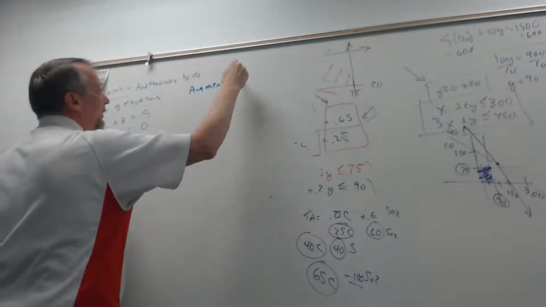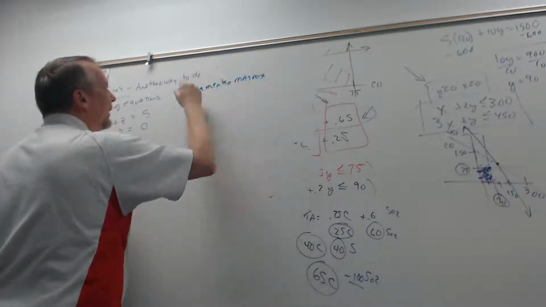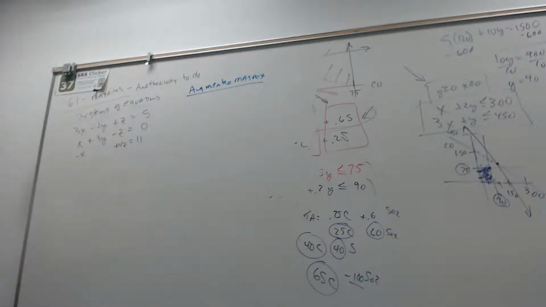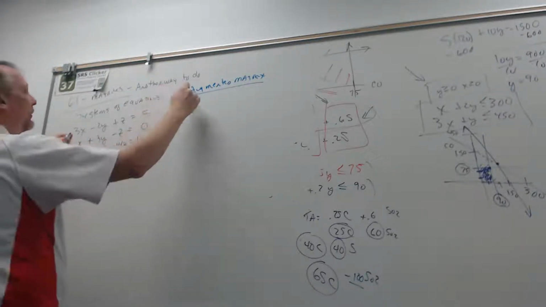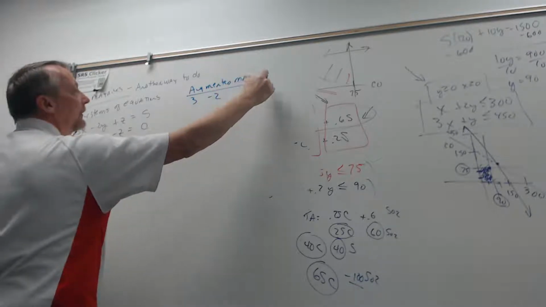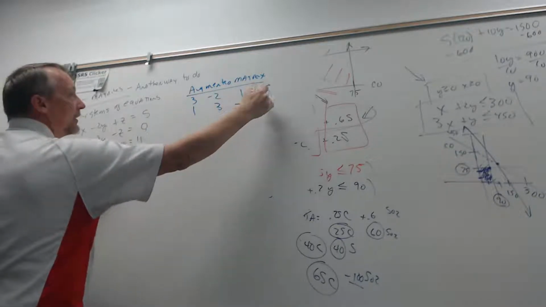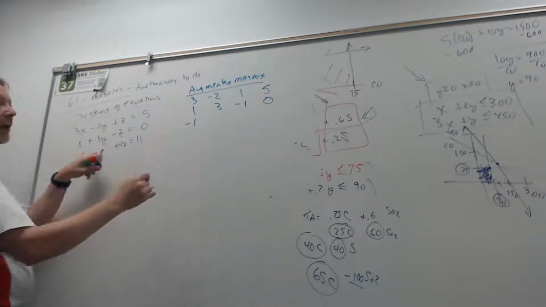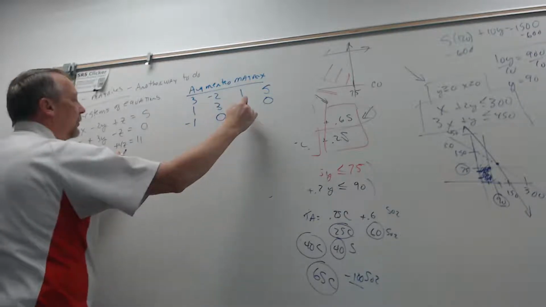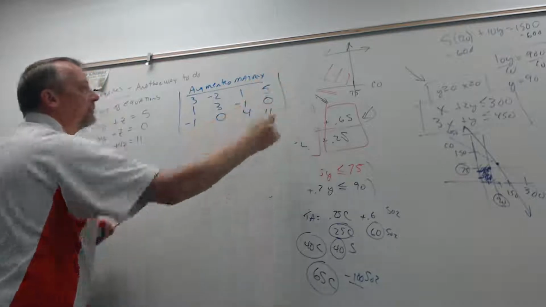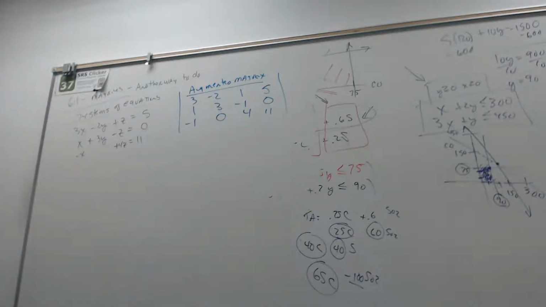Augmented matrix. And the idea here is I'm going to ignore all the letters and I'm just going to write the coefficients. So this is going to be 3, negative 2, 1, and 5. This is going to be 1, 3, negative 1, 0, negative 1, I'm going to have to put a 0 here, 4, and 11. And then I'm going to just make that a matrix. If that were a test question, how many of you would like to do it? It's not too bad, right? So that is just what we call the augmented matrix.